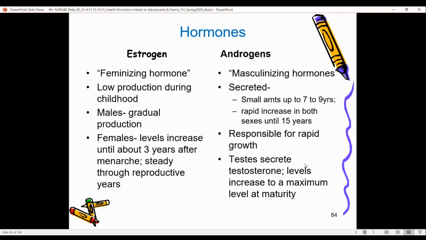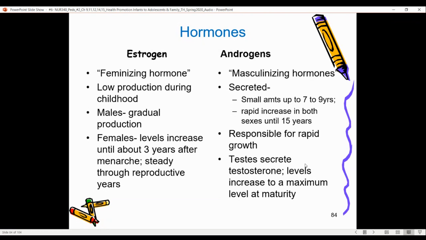So quick overview of hormones that are responsible for puberty. Estrogen is the feminizing hormone, and both sexes have this in low production until puberty. Males will have gradual increase, and then it'll stabilize throughout the rest of their adult lives. Females have a very rapid spike of this during puberty, and they increase about 3 years after menarche. So about 3 years after they get their period, it'll increase, and then it'll stabilize throughout their adult lives until they hit menopause.